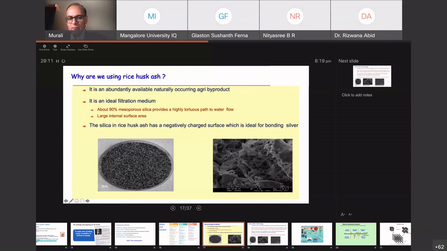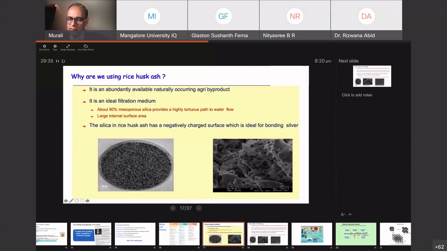But because the combustion is always incomplete, what you have is an intimate mixture of silica, the inorganic component that does not combust, and a little bit of activated carbon. So rice husk ash is a mixture of activated carbon, or activated charcoal if you want to call it, with silica. It's about 93% silica, and the remaining 7% is activated carbon.